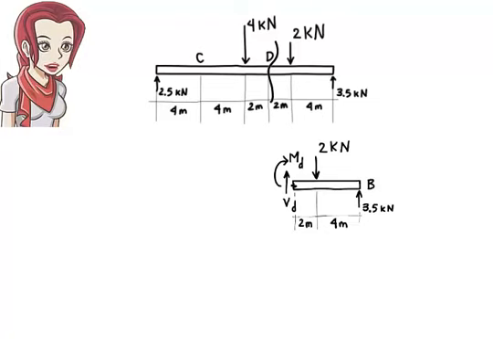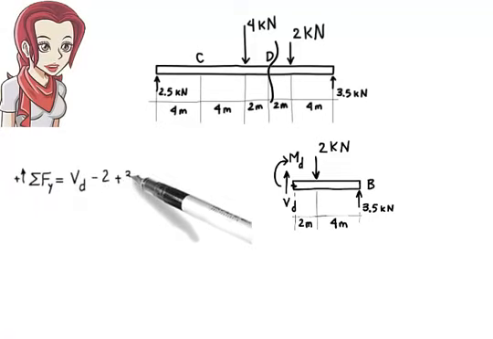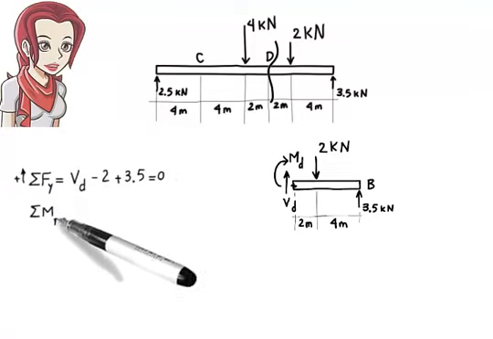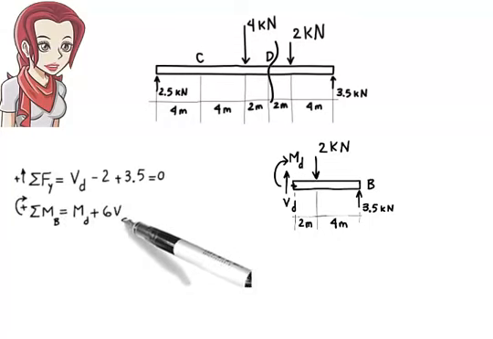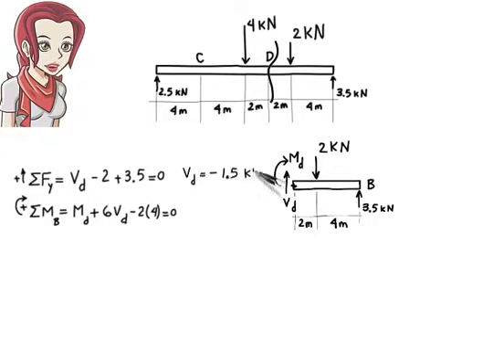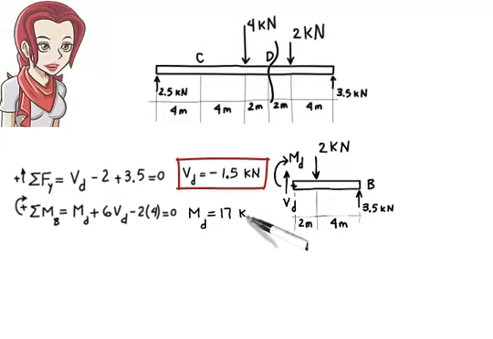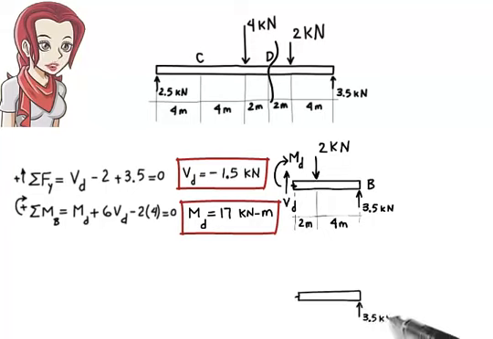Again, since there's no axial force present on the beam, I'm going to omit drawing the internal axial force at point D. Then, the relevant equilibrium equations are: from the first equation we get VD equals negative 1.5. From the second equation we get MD equals 17. Here are the results shown graphically on the beam.